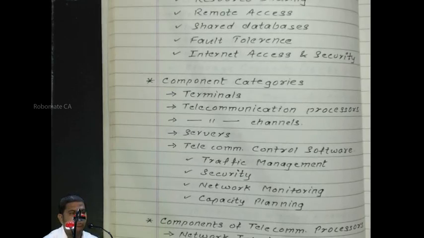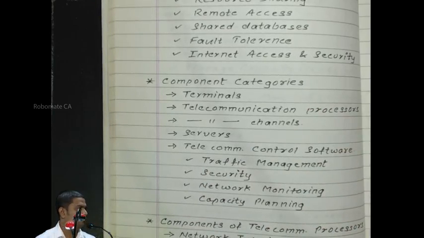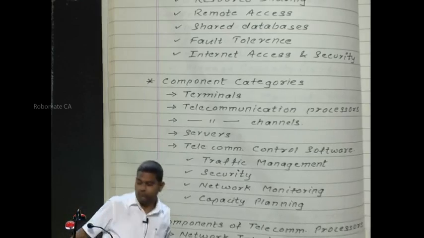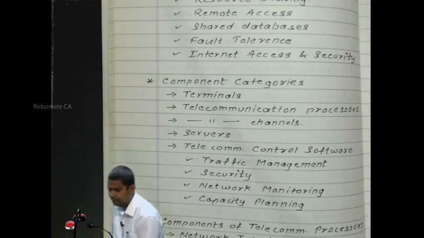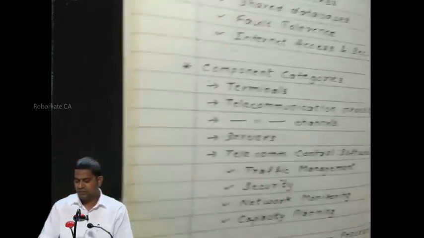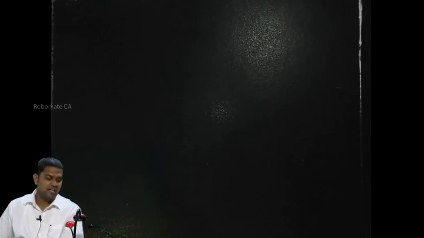That is nothing but something called telecommunication control software. Acha, before you write this, let me complete this topic. I have not yet completed the topic. We are talking about components of telecommunication processors. Now listen, what are the various components under telecommunication processor? I said that these are those hardware components which are apart from the regular hardware devices which you see in your computer. Okay? So let's start. Let's start with the very first one, and that is called a network interface card.